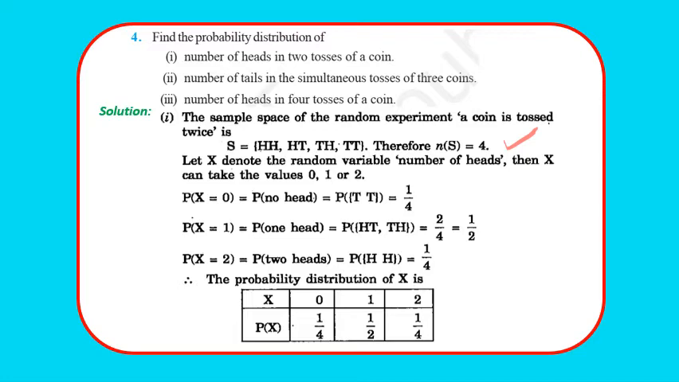So probability of X equals 0, that is no head, is 1 upon 4. Probability of X equals 1, that is 1 head, is 2 upon 4, that is 1 upon 2. And probability of X equals 2, that is 2 heads, is 1 upon 4. So the probability distribution of X is represented by this table. X equals 0, so probability is 1 upon 4. X equals 1, so probability is 1 upon 2. And X equals 2, so probability is 1 upon 4. Remember that whenever we have to find the probability distribution, we have to make this table at the end. Clear? So pause and note down the solution.